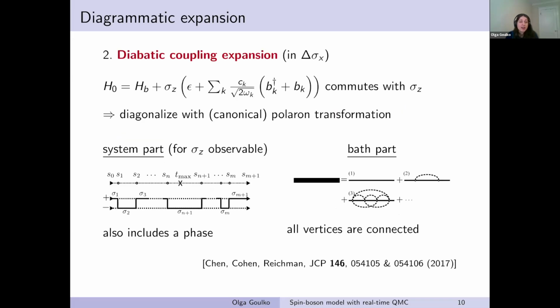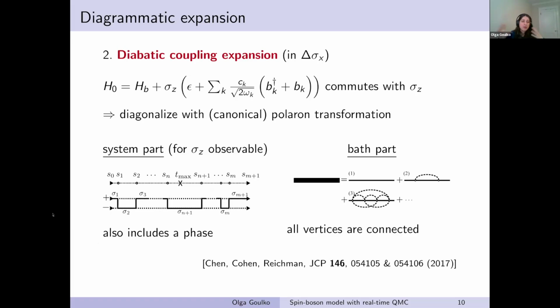We can also expand around the tunneling constant delta, so we can expand around the spin flip part of the system Hamiltonian. And here we observe that if we separate it in this way, H naught commutes with sigma z. So we put all of the sigma z contributions into H naught. And so its eigenstates will maintain the spin quantum number, and this partitions them into two subspaces. Within each subspace, this Hamiltonian can be diagonalized by a canonical polaron transformation. So the system part then becomes simply a sequence of state flips, and then possibly also a phase if we have an energy bias.